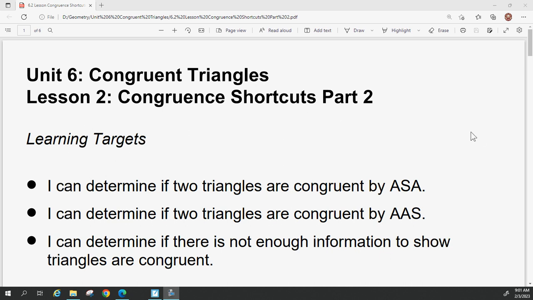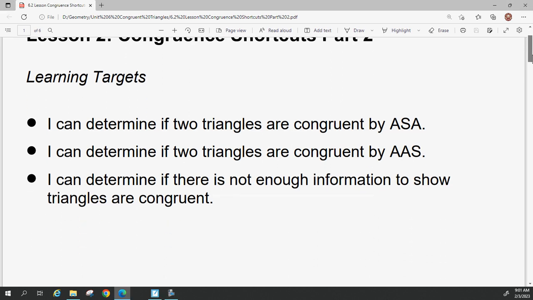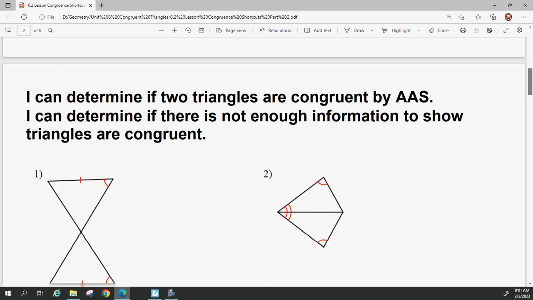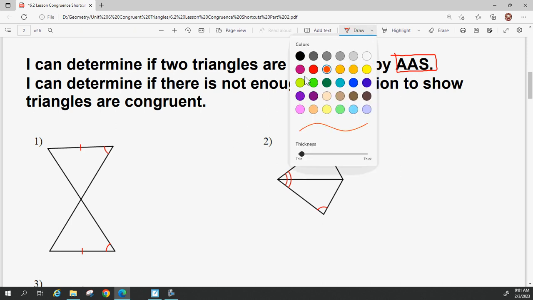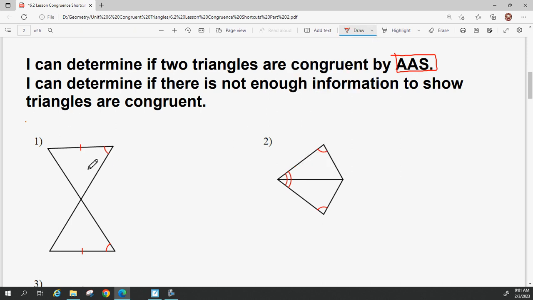Today we're going to talk about two more shortcuts to show triangles congruent, and this time we will deal not only with angles but mostly with angles. So we are going to add the angle side shortcut, and that means we have two pairs of angles that are congruent and one pair of sides.